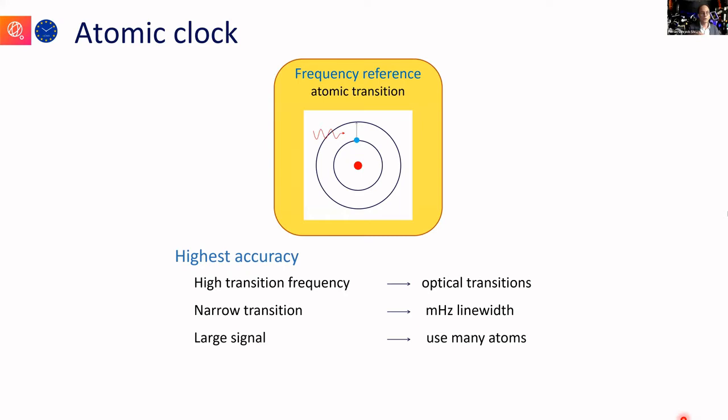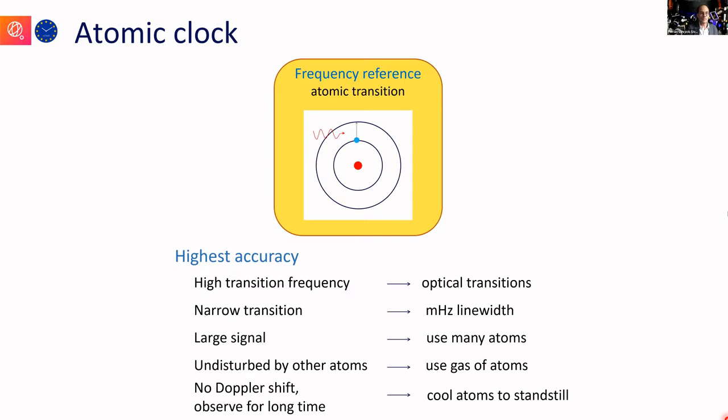Now in a gas, usually at room temperature, the atoms and molecules move around with hundreds of meters per second velocity. And that's bad because through the Doppler effect, you get huge frequency shifts. So we need to cool our atoms essentially to stand still. And this is done inside such vacuum chambers.